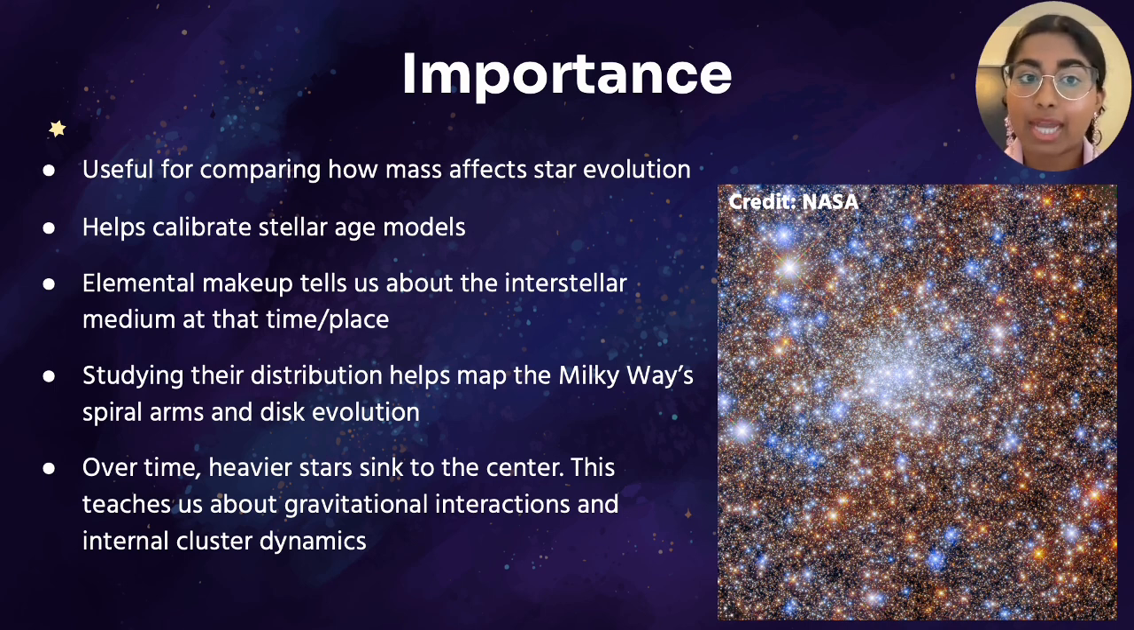If we can age a cluster accurately, we can use that to calibrate models for other stars. The stars' chemical makeup gives us a snapshot of what the interstellar medium was like when and where they were formed. And because they tend to live in the spiral arms of galaxies, mapping where open clusters are helps us trace the structure and evolution of the Milky Way itself. Lastly, over time, heavier stars tend to drift towards the center of a cluster. That tells us a lot about gravitational interactions and how these systems behave internally as they age.